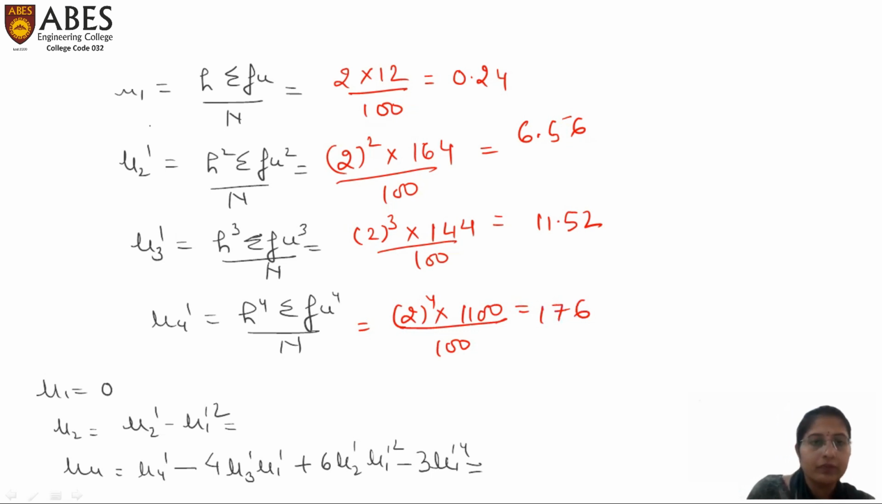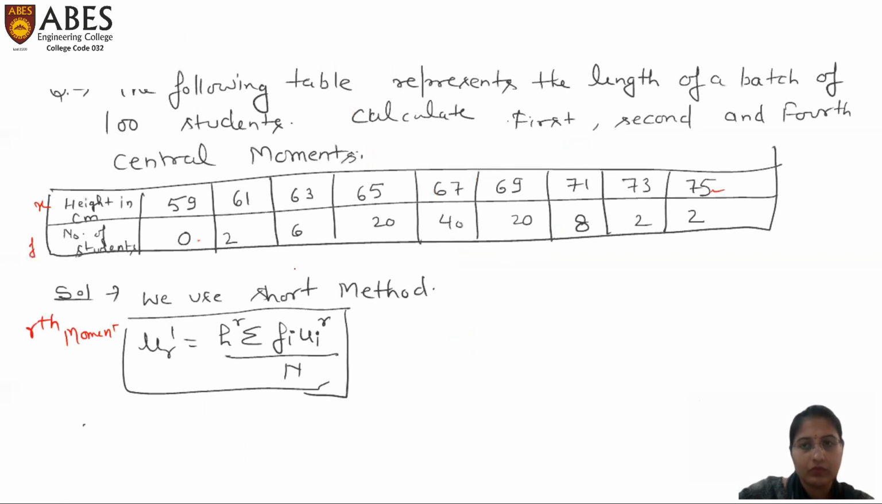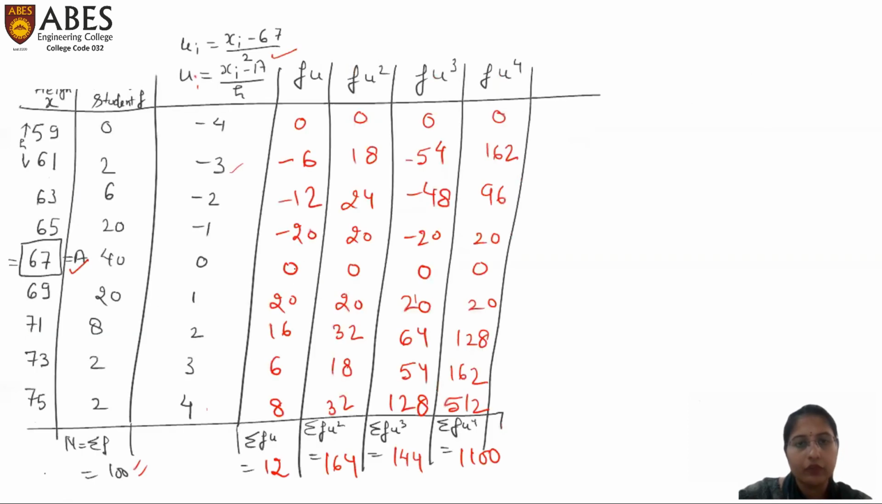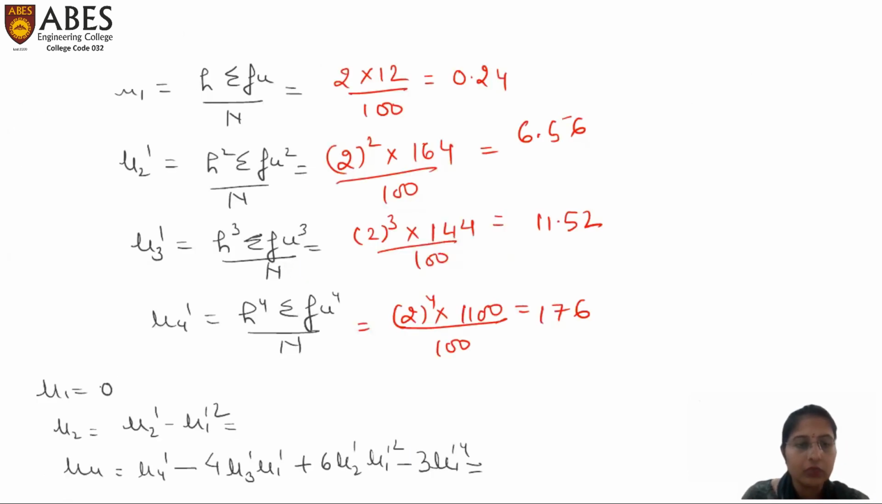Now we have prepared mu1 dash, mu2 dash, mu3 dash, mu4 dash. Put all these values in the relations to find the second and fourth. It is only the first, second and fourth moment. So the first moment about mean is 0. We know that. The second moment about mean, the relation is mu2 dash minus mu1 dash square.